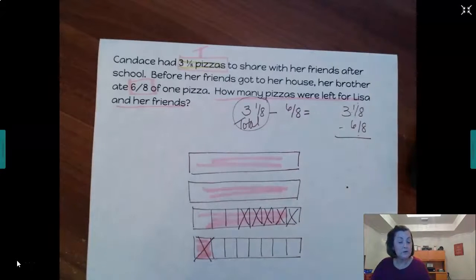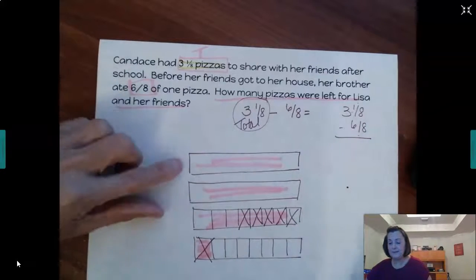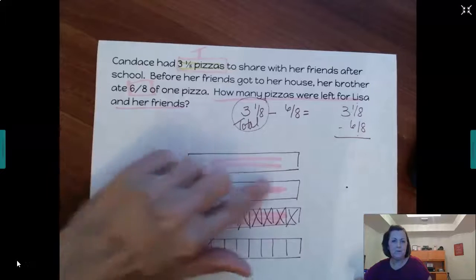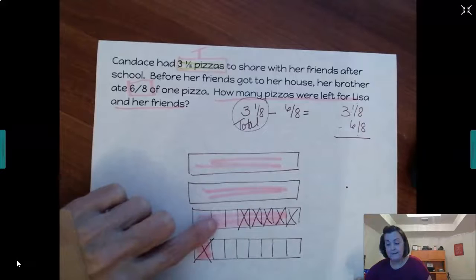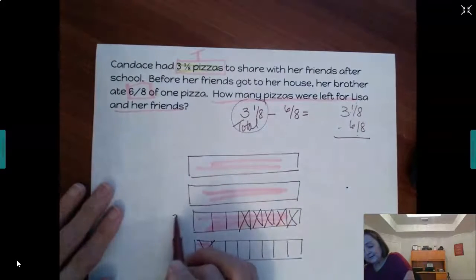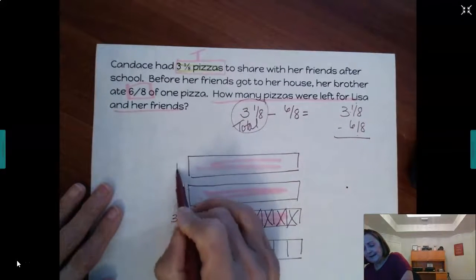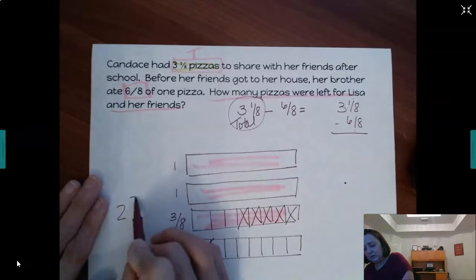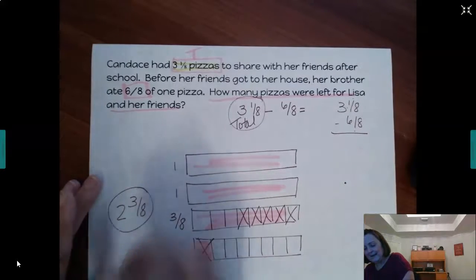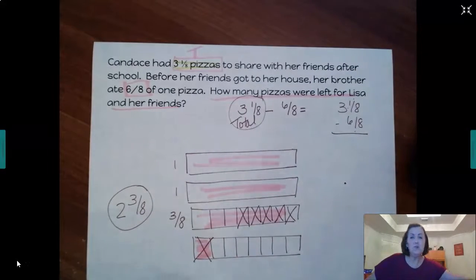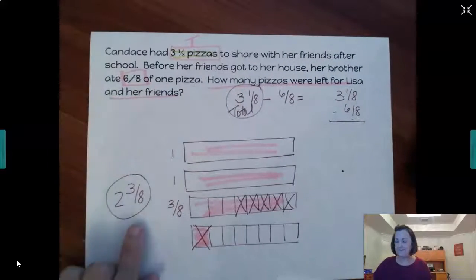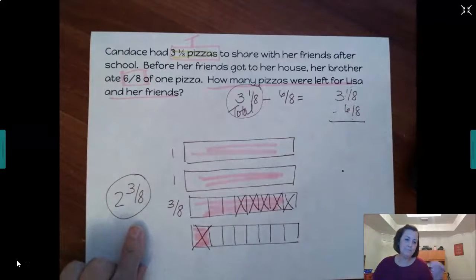So what do we have left over? How many pizzas do we have? We have 1 whole, 2 wholes, 1/8, 2/8, 3/8. So this represents 3/8, and this is 2 3/8. All right. So there are 2 3/8 pizza left. This is what's called a mixed number.